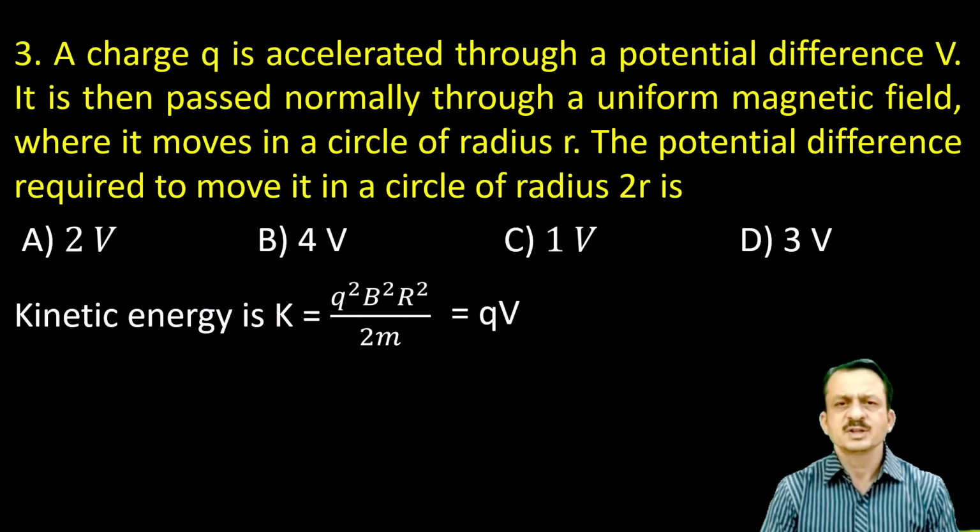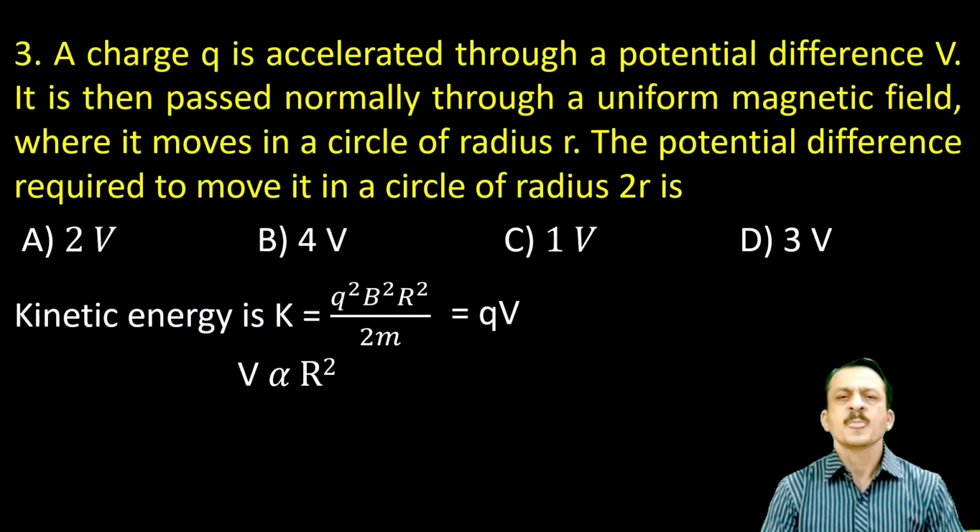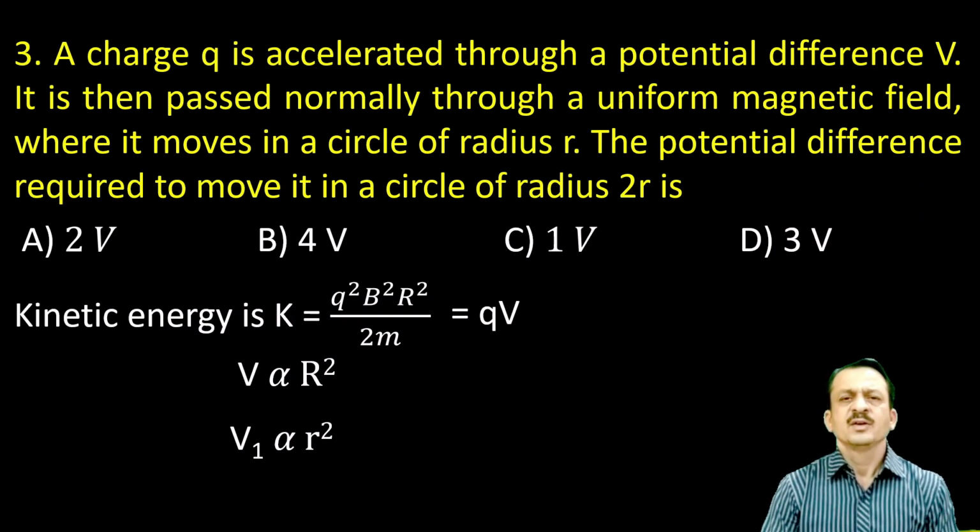Here capital V is the potential. Now from this simple relation, what is the potential? Potential is directly proportional to the square of the radius of the orbit. Therefore V is proportional to r square. In the first case, the voltage is V1 and the radius is r. Therefore V1 is proportional to r square, first case. Now in the second case, we have to increase the radius r2 to 2r.